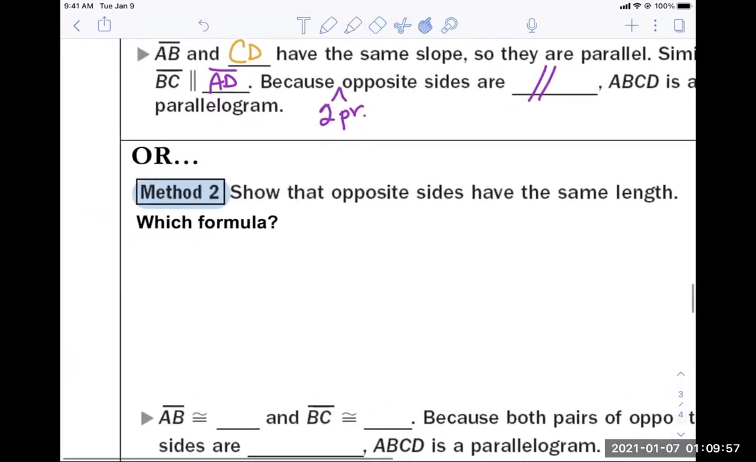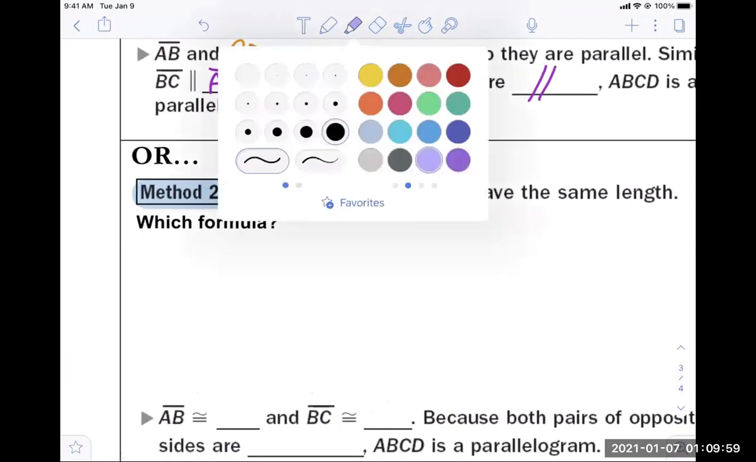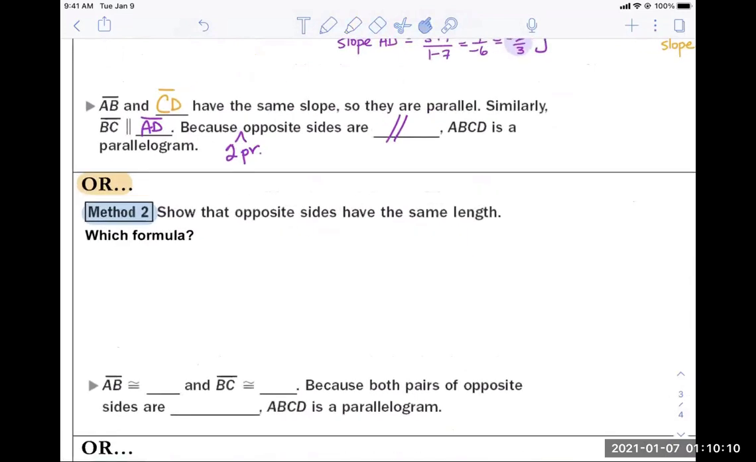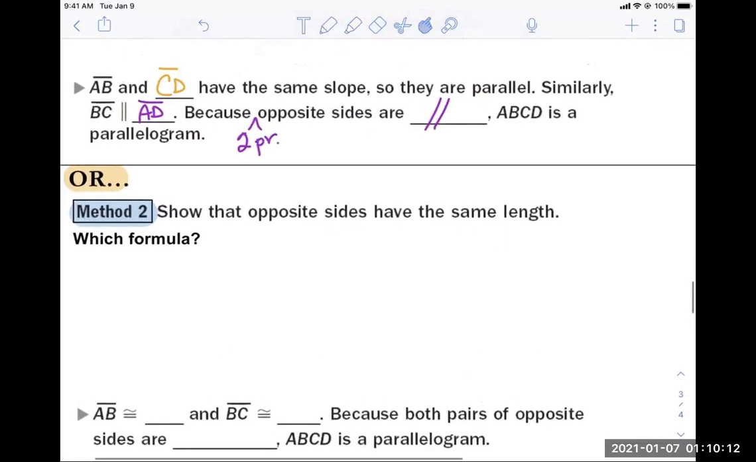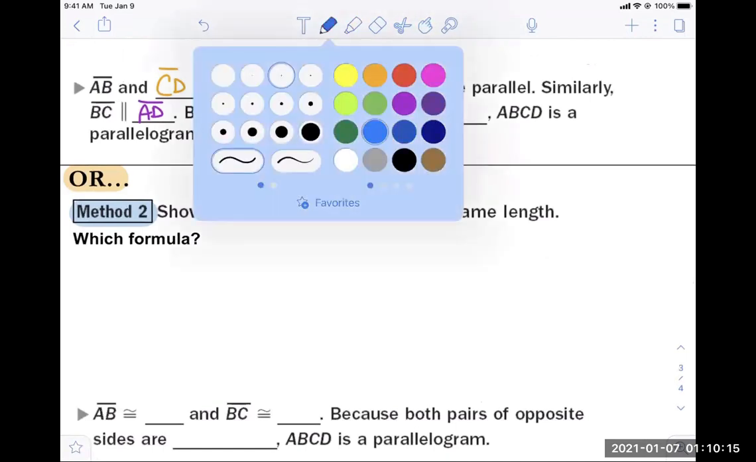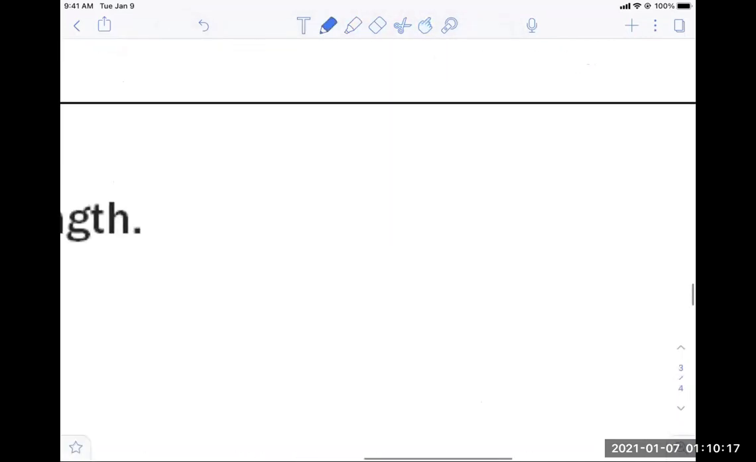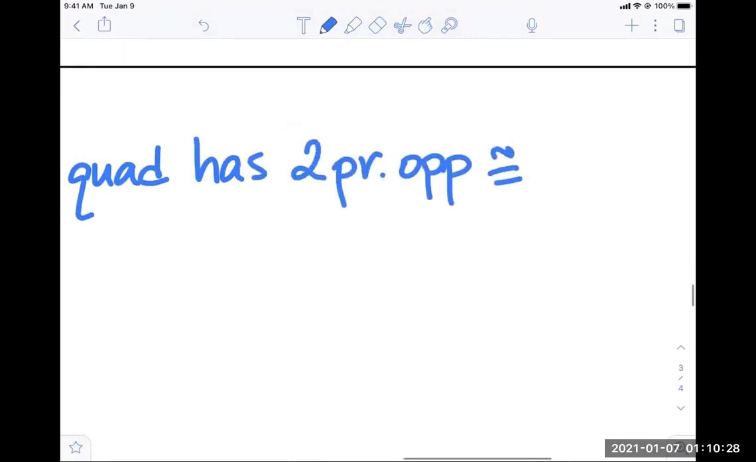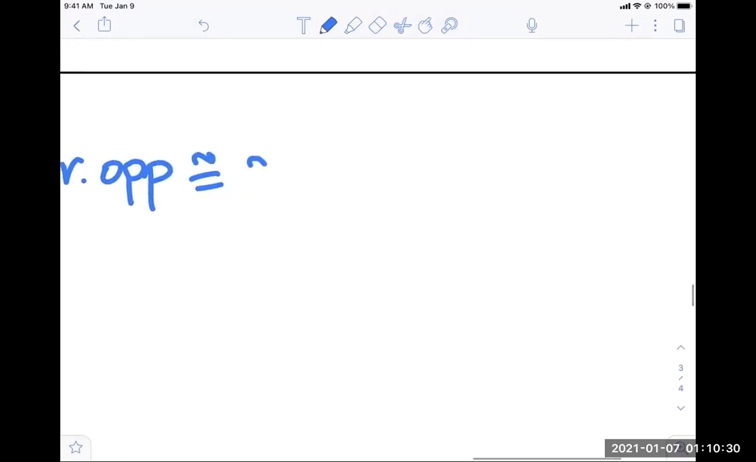All right, method number 2. Again, these are options. I'm not typically going to ask you on a quiz or a test to do multiple ways. So I might give you the option of how to do it, or I might say show that it's a parallelogram with this method. Okay, so this is using that if a quad has two pairs of opposite congruent sides, then it is a parallelogram.